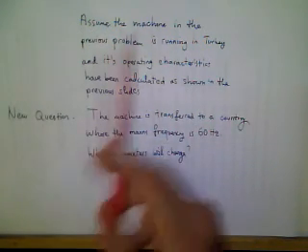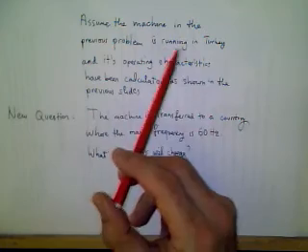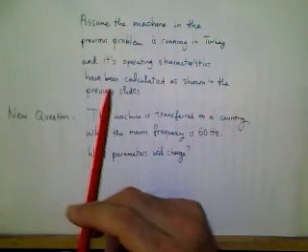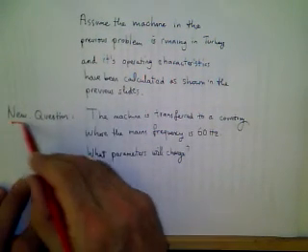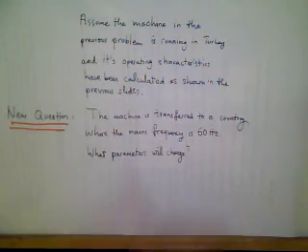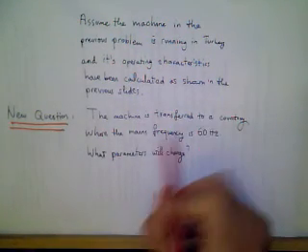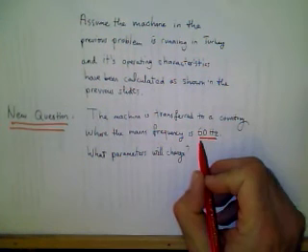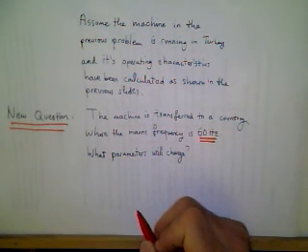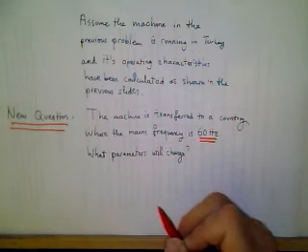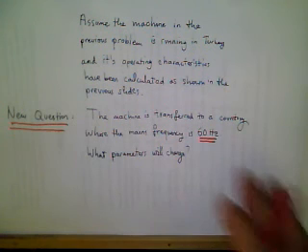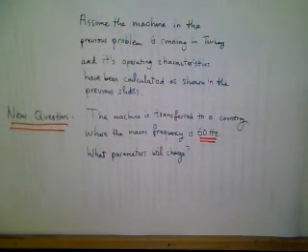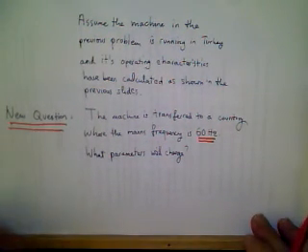For example, assume the machine in the previous problem is running in Turkey, and its operating characteristics have been calculated as shown in the previous slides. Here is a new question that was asked in one of my lectures. This machine is transferred to a country where the mains frequency is 60 Hz. What parameters will change in the problem? That was a good question. You may think of changing the frequency of the main supply for this machine. Will it operate with the same parameters as given in the problem or not?